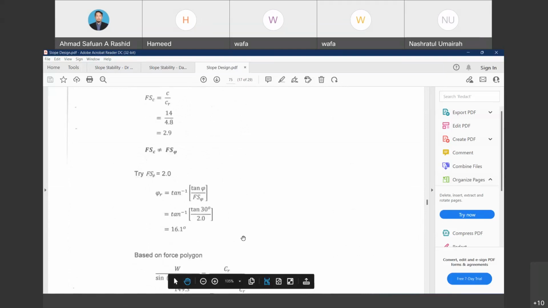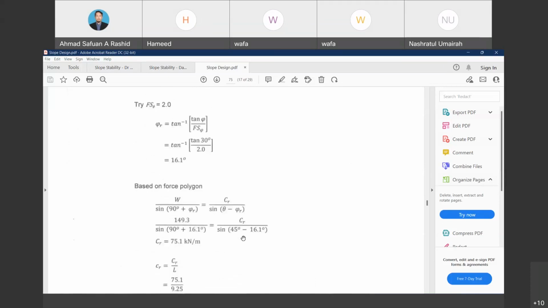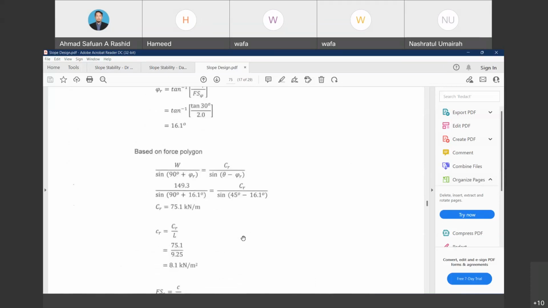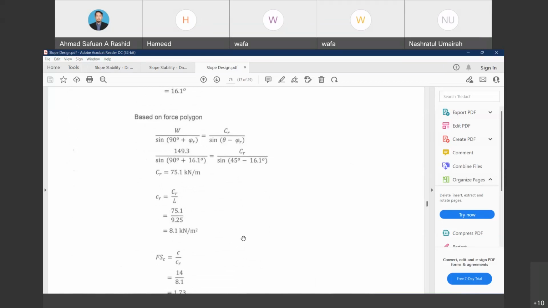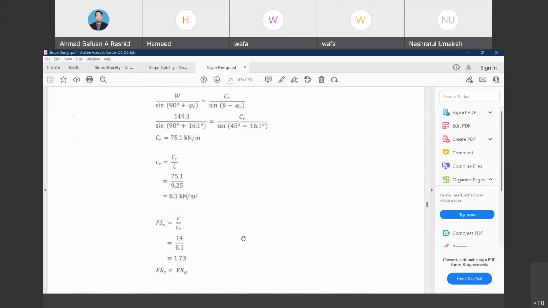So repeat the same procedure. FSV is equal to 2. Then we obtain 16.1 for the phi value. Then we determine the CR from the first polygon. From there we obtain the CR is equal to 8.1. So FSC is not equal to FSV. So in that case we need to repeat another attempt.